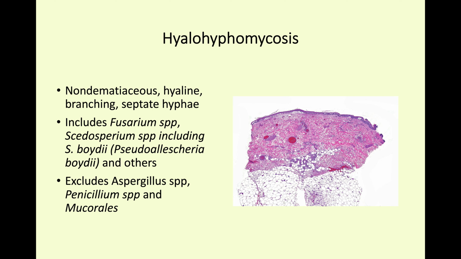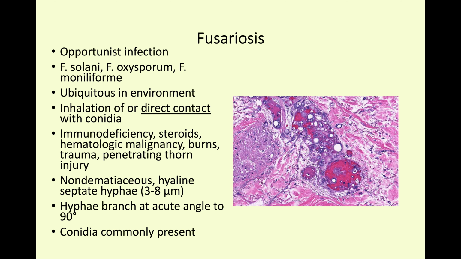A term that's often used in the books is Hyalohyphomycosis, and I just wanted to touch on that to define it. These are non-dermatiaceous, which means they are non-pigmented hyaline branching septate hyphae. And they include most commonly Fusarium species and Scedosperium species. And by definition, we exclude Aspergillus, Penicillium, and Mucorales.